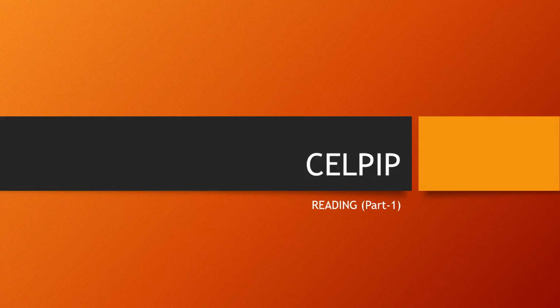Hello everyone. Today we will start with the CELPIP reading part 1. Reading part 1 is basically task 1 of the reading section, which has two parts. Basically there are four parts of the reading section: task 1, task 2, task 3 and task 4. But in this video we will just discuss task 1.